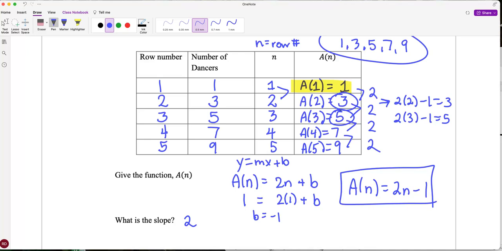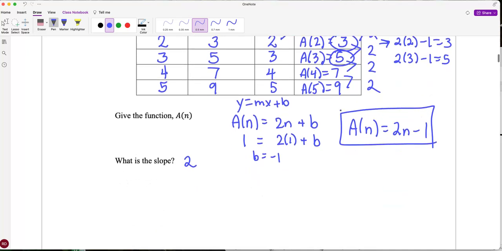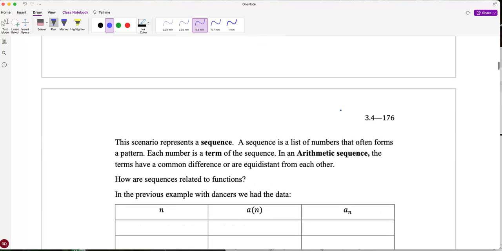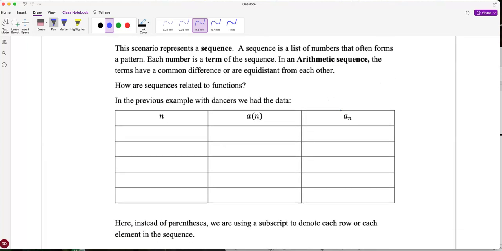So this arithmetic sequence of numbers really is the same thing as y equals mx plus b, a linear function. So this scenario represents a sequence. A sequence is a list of numbers that often forms a pattern. Each number is a term of the sequence. In an arithmetic sequence, the terms have a common difference, or they're equidistant. It means that if it was a line, it had the same slope. It means that every time the row goes up by 1, I add 2 more dancers.